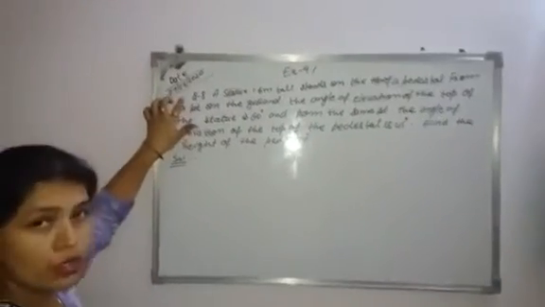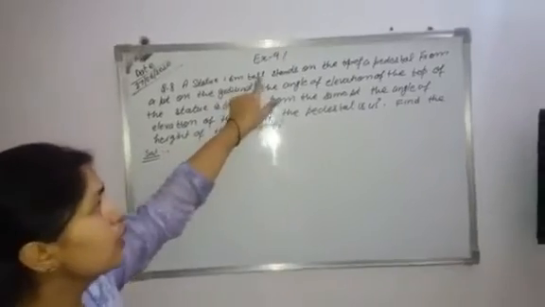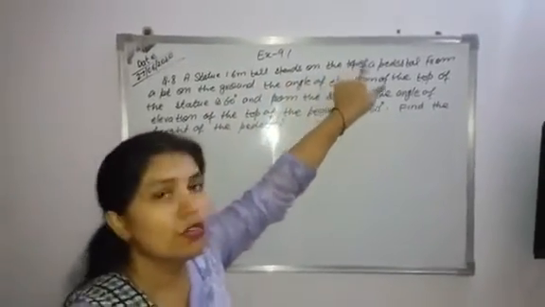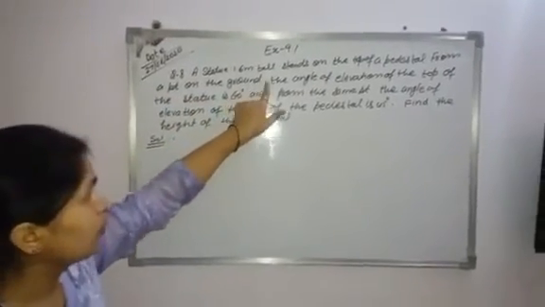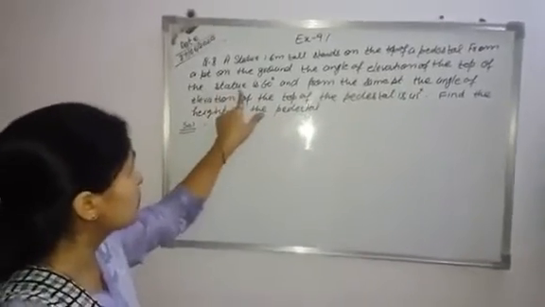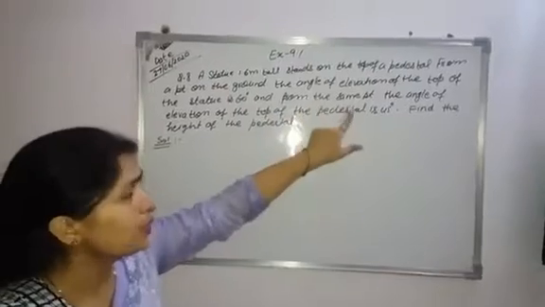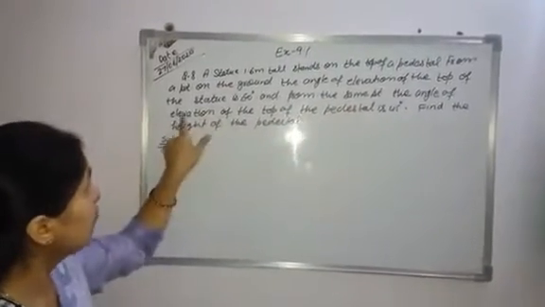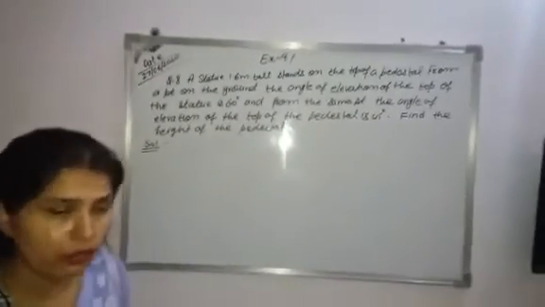Next question is question number 8. A statue 1.6 meter tall stands on the top of a pedestal. From a point on the ground, the angle of elevation of the top of the statue is 60 degree, and from the same point, the angle of elevation of the top of the pedestal is 45 degree.